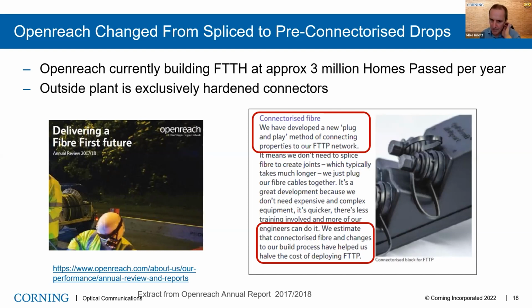In their annual report of 2017, which was just after they started the build, they included it as part of their technical innovation focus. And this is what they said: connectorized fibre, we've developed a plug and play method of connecting properties to our fibre to the home network. We estimate that connectorized fibre and changes to our build process have helped us halve the cost of deploying fibre to the premise. So, you couldn't really get a better testimony for the technology than that.